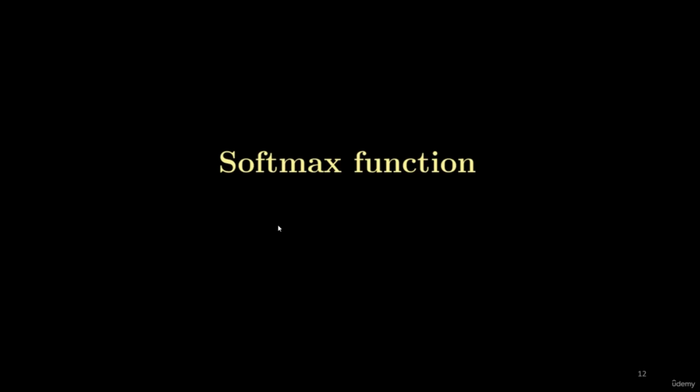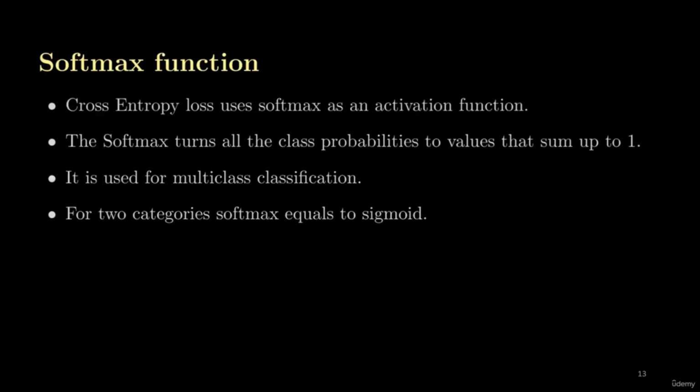So in this lecture, we are going to learn about a very important function which is called the softmax function. So these are the properties of a softmax function. Cross entropy loss uses softmax as an activation function. So basically, the softmax function is an activation function and it is used with cross entropy loss.